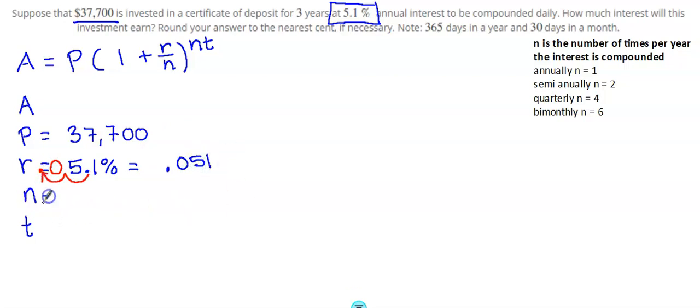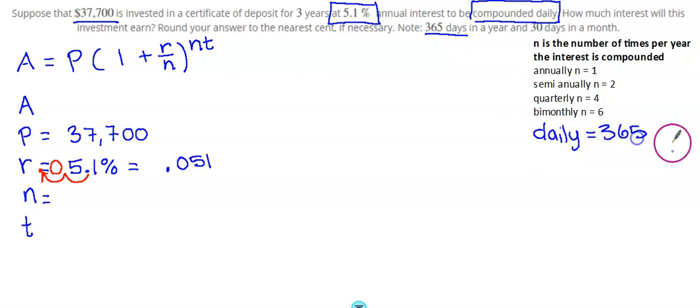N is the number of times in 1 year that this gets compounded, and that's where we look at our chart here. So it is invested in a certificate of deposit for 3 years at 5.1 annual interest to be compounded daily. And that's not in our list here because it's right here. If it's compounded daily, that's 365. So I'm going to add that. I don't know why they didn't just give those in our list.